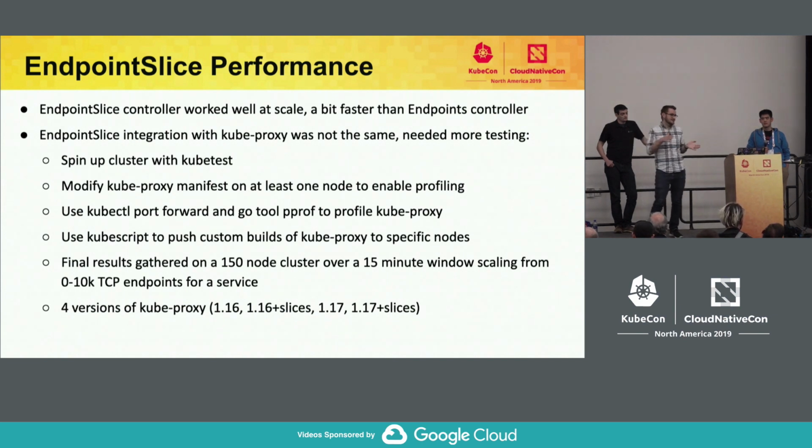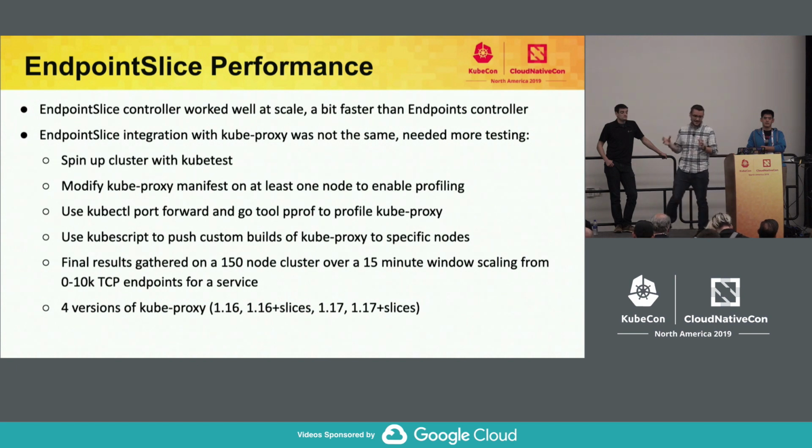So I needed to do some scale testing to see what we could improve. My basic methodology was to spin up a cluster with kubetest, modify the Kube Proxy manifest just to enable profiling, and then use kubectl port forwarding along with pprof to actually profile Kube Proxy. This is really helpful if you're ever trying to debug anything in Kubernetes and understand why things aren't as fast as you might expect.